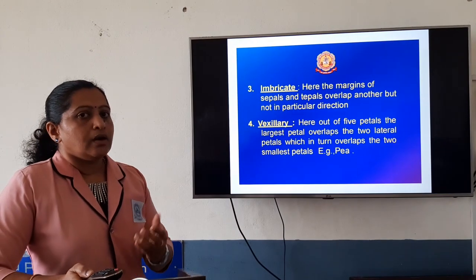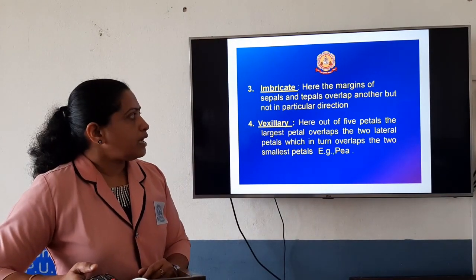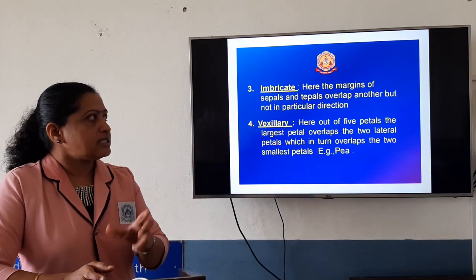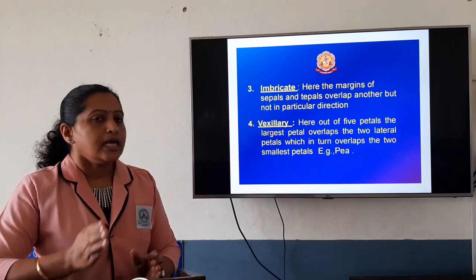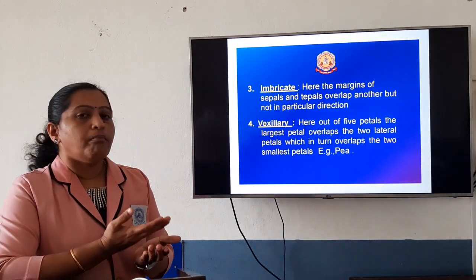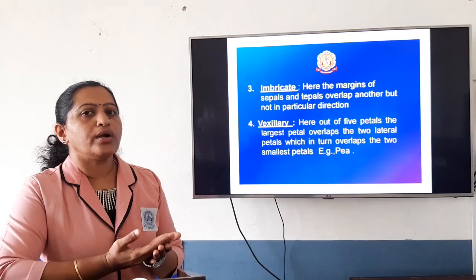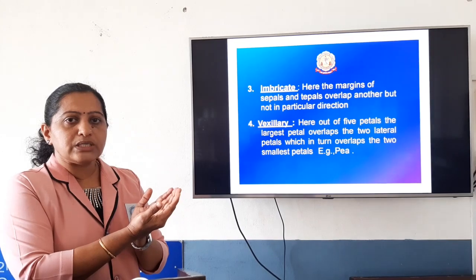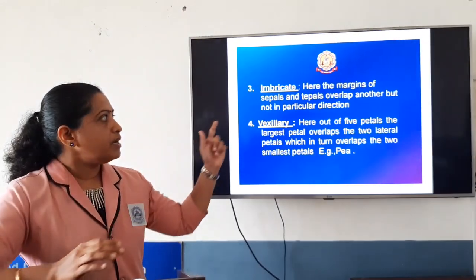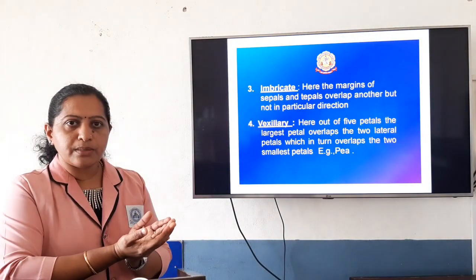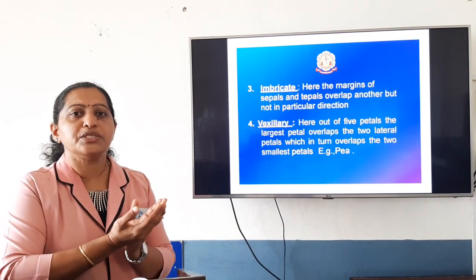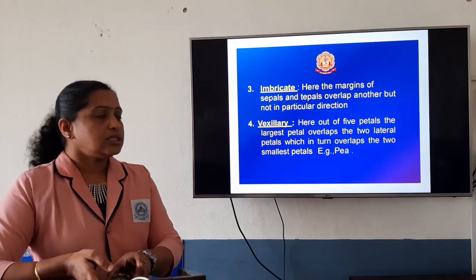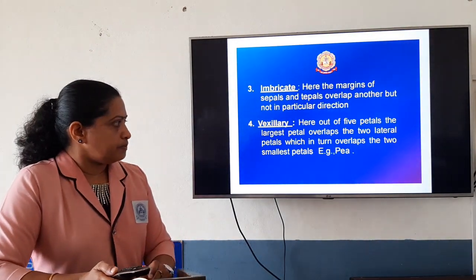Next we will see one more kind of aestivation, that is imbricate aestivation. In imbricate aestivation, the margins of the sepals or the petals overlap with each other, but not in a definite order or in a particular direction. In twisted, the sepals or petals overlap in a definite order, but in imbricate there is overlapping of sepals or petals that is not in a particular order. So this is termed imbricate aestivation.